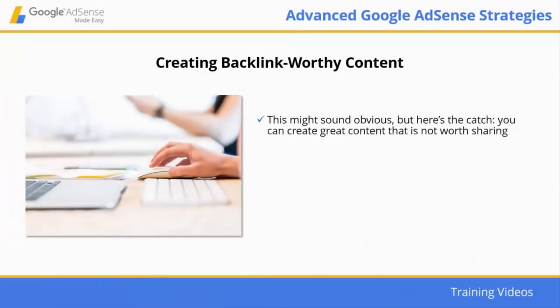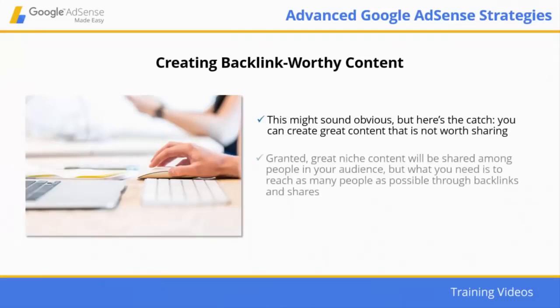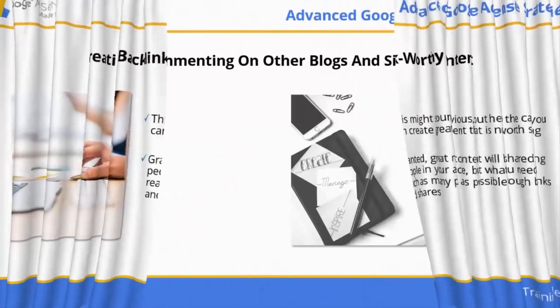Creating backlink-worthy content. This might sound obvious, but here's the catch. You can create great content that is not worth sharing. Granted, great niche content will be shared among people in your audience, but what you need is to reach as many people as possible through backlinks and shares. And the only way to achieve that is by creating content with mass appeal, that is informational and well-researched. Content that is worth quoting elsewhere beyond where your core audience hangs out.